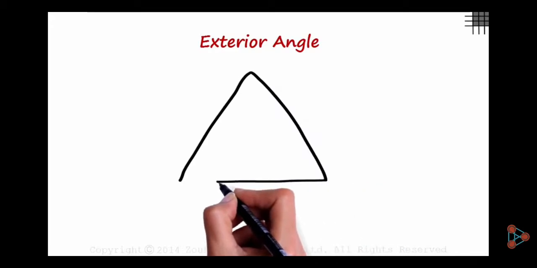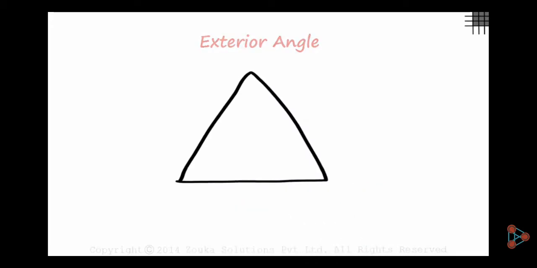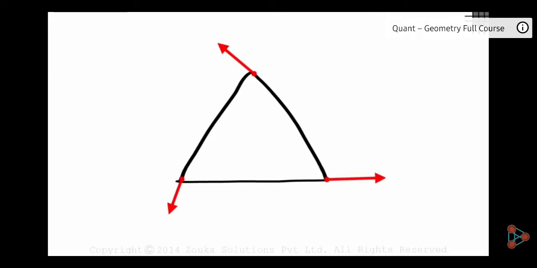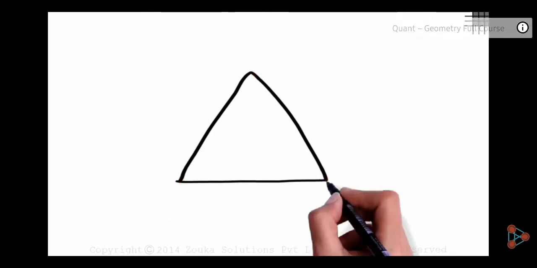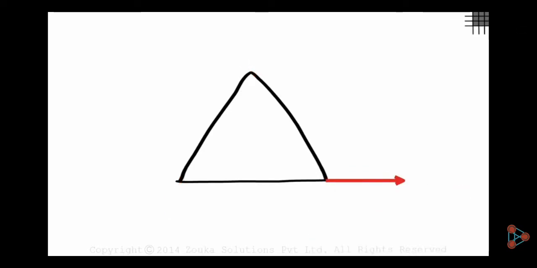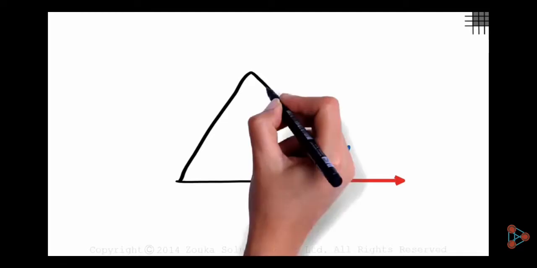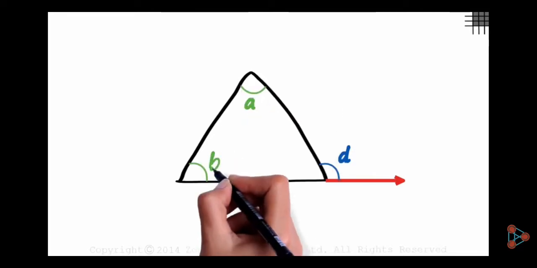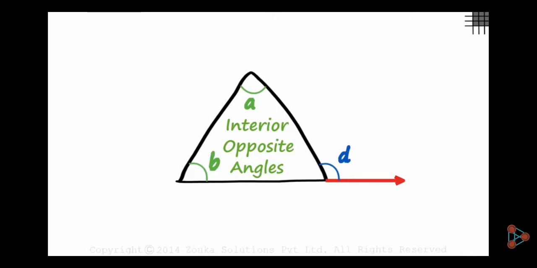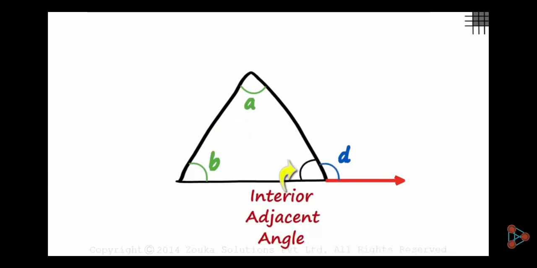The concept of the exterior angle of a triangle is quite easy to digest. To get the exterior angle, we can extend any one side of the triangle. Let's say we extend this one. There we go. We have the exterior angle of our triangle. Let's call it D. In this case, angle A and angle B will be its interior opposite angles. And this angle will be its interior adjacent angle.